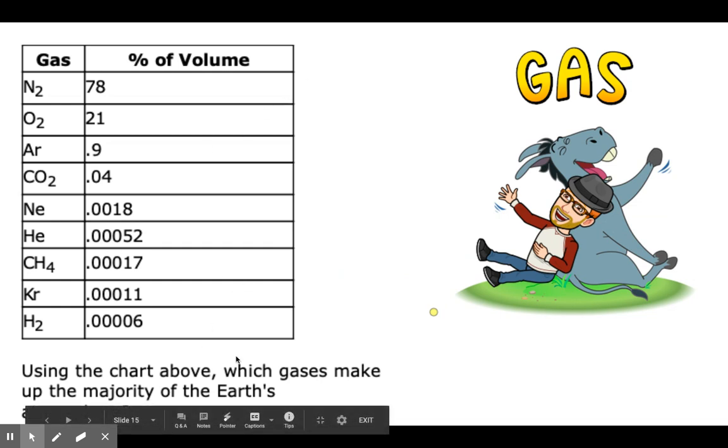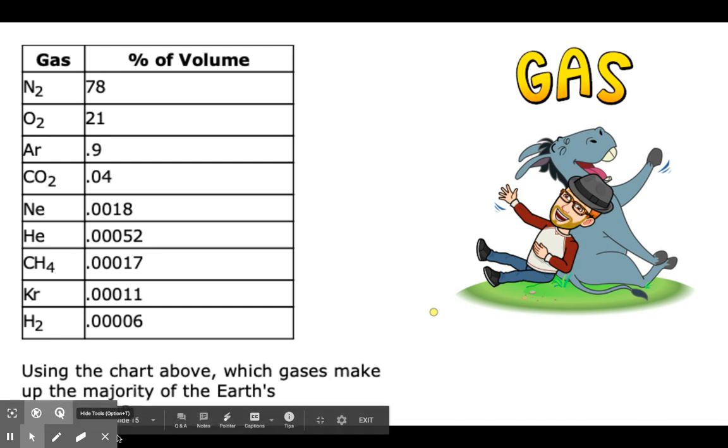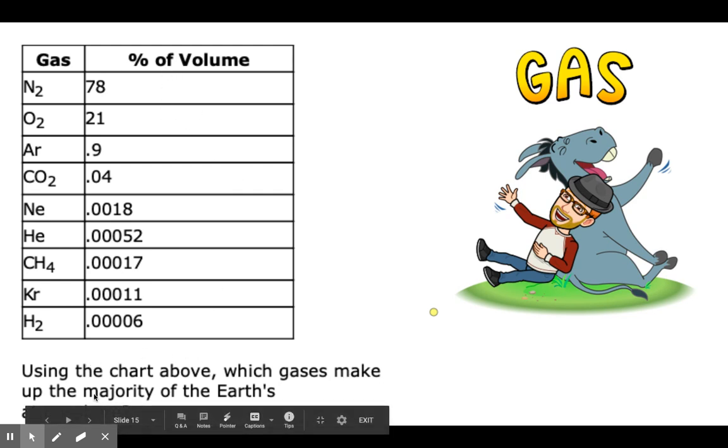Using the chart above, I love this kind of question when I take a test because all the information to get it right is given to you. You don't have to know anything. You just have to be able to look at the test. Which gases make up the majority of Earth's atmosphere? I covered up the question there.